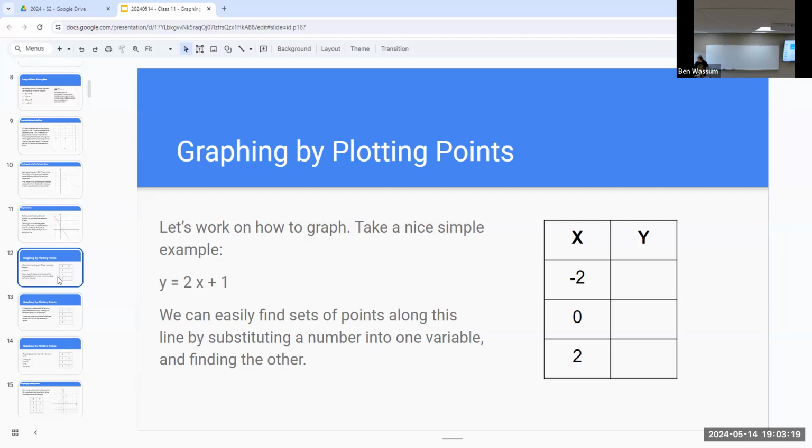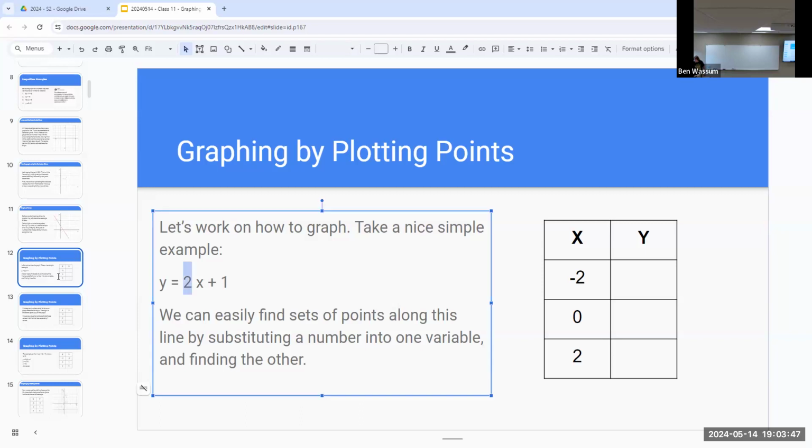So, basic equation, we're using y equals 2x plus 1. We can find sets of points by plugging things into one variable and figuring out what the other one is. Usually we just plug things into x, but you absolutely could do both. It doesn't matter. In the form this is in, whatever I plug into x is immediately going to spit out a y, so it's a lot easier to just plug things in for x.